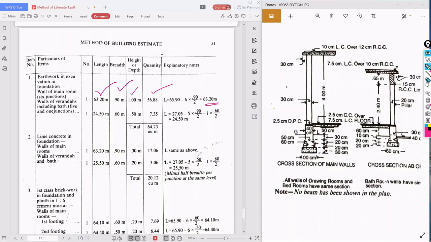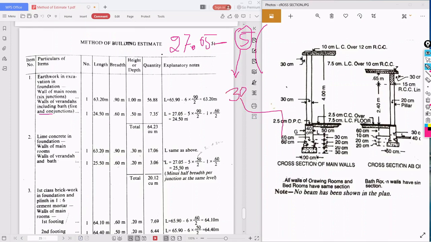Okay. Similarly, now for 20 centimeter wall we are taking. So what was the length for 20 centimeter wall? That is 27.05. But here we have two types of junctions. What is that? First junction is for connecting with the 30 centimeter wall. So minus 5 into, okay. So this junction is concerned with the 30 centimeter wall. Keep this in mind.